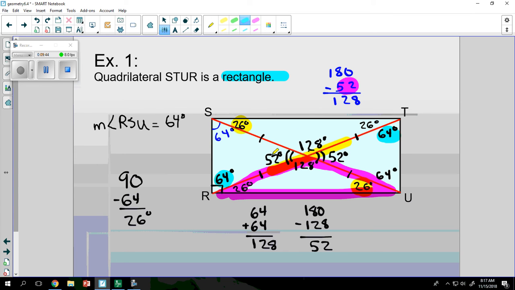We thought about it in terms of isosceles triangles and linear pairs, so be conscious of all the different things that we have going on, and then use that to fill in all those gaps. So if any of that didn't make sense, feel free to pause it, rewind it, and rewatch that example. I'm going to go ahead and move on though.